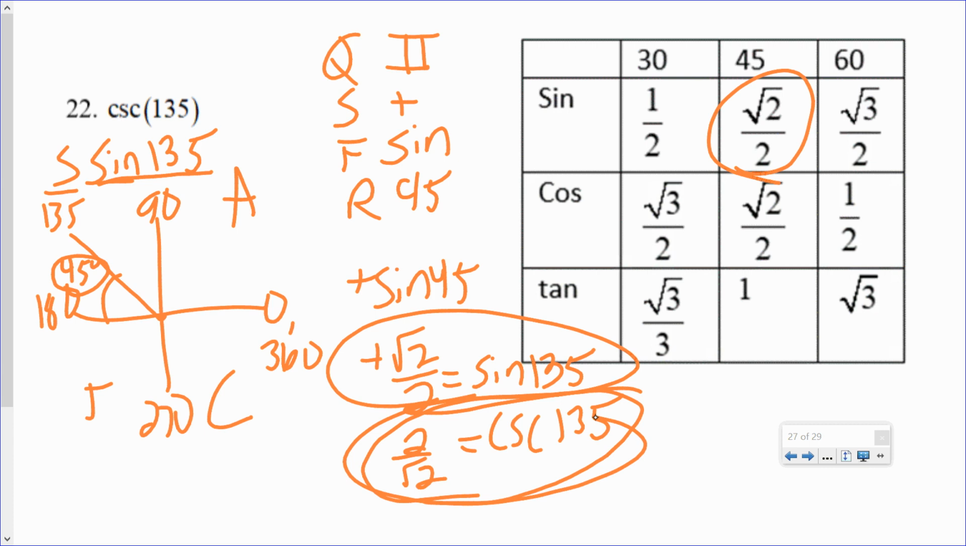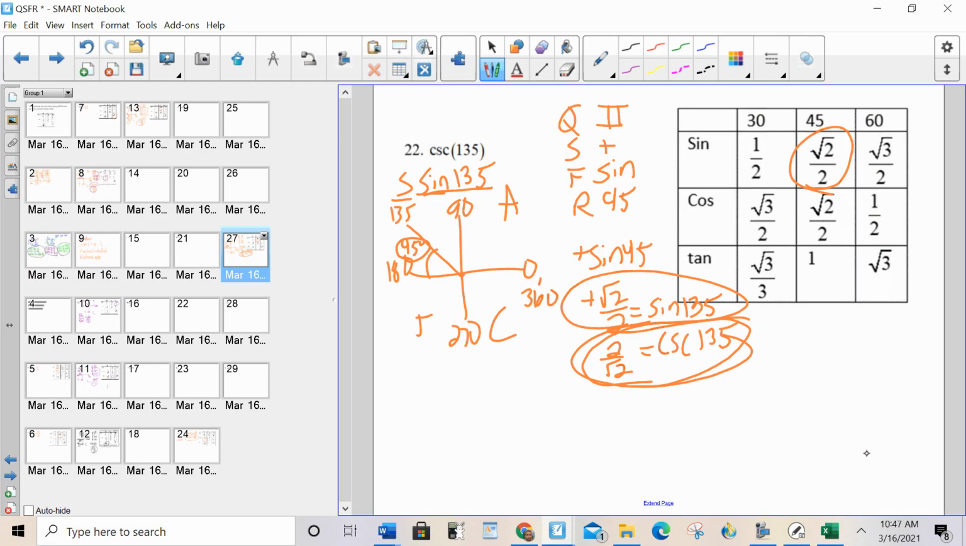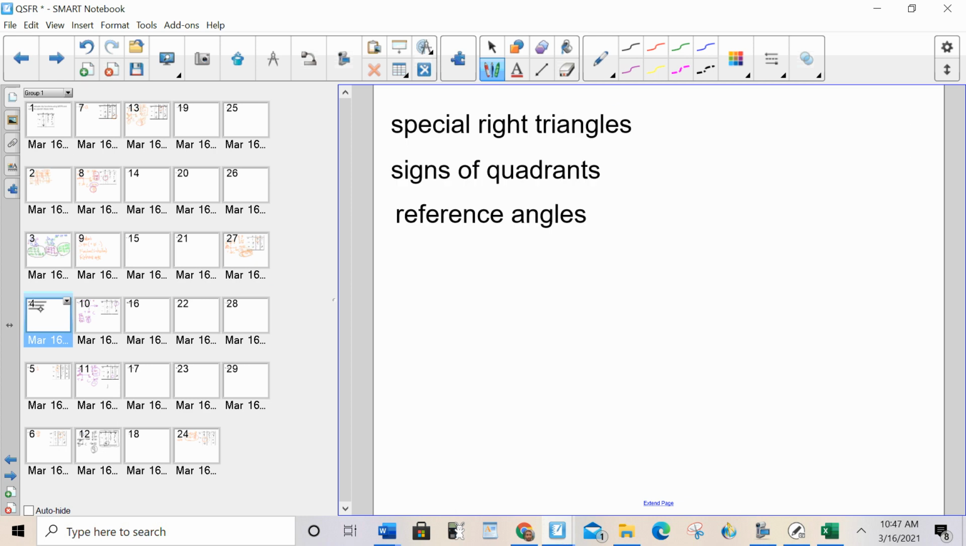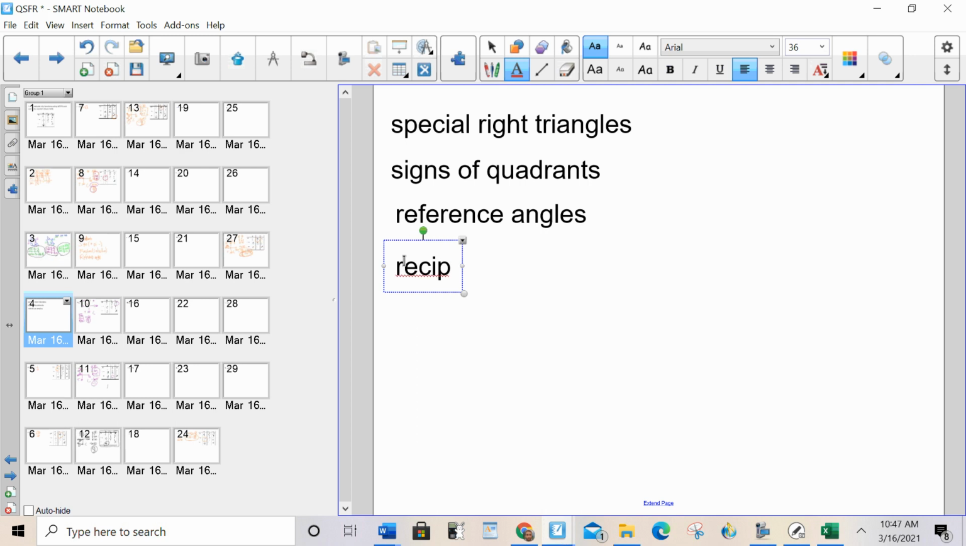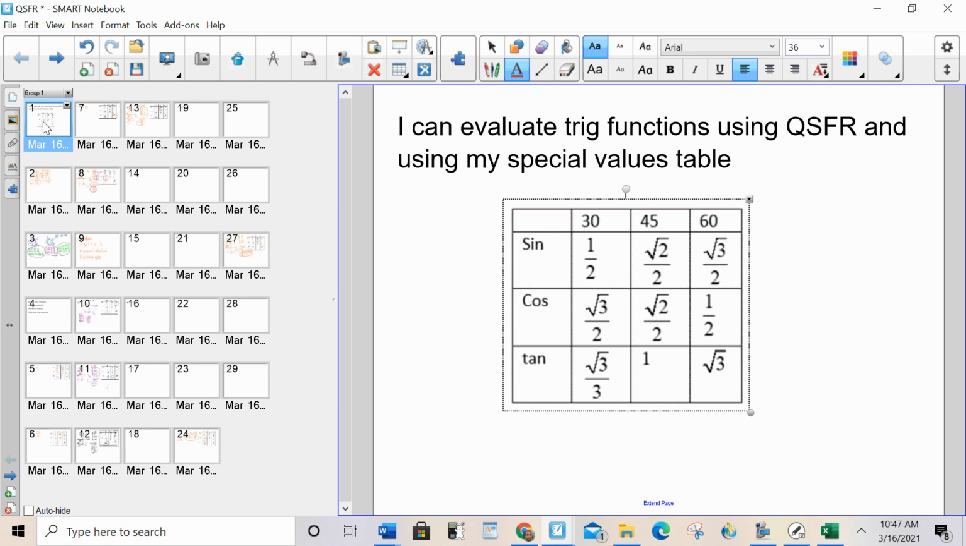And that's it. So your classwork/homework is to practice this. Again, this lesson puts a lot of things together. I also should have put in here that we need the reciprocal trig functions. So it incorporates a lot of different things. But this is something that you're going to see probably if you take a math course in the future, in college, later in high school. This is stuff that's going to come up again. So make sure that you get a good grasp on it now. Again, your classwork/homework is to finish this, and I can evaluate trig functions using QSFR and using my special values table, which we built using my special right triangles.